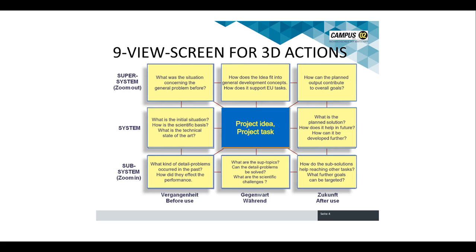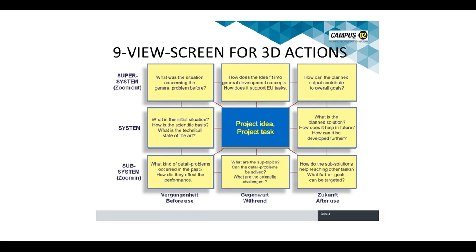Also the before-use column works very well. So if we go down from the super system, what was the situation concerning the general problem before? How did we come to our general problem? Or at the system level, what was the initial situation? What is the scientific basis, or what is the technical state of the art? Or even at the subsystem, what kind of detailed problems occurred in the past? How did they affect the performance? And you got the point. For the after-use perspective, it works the same way.